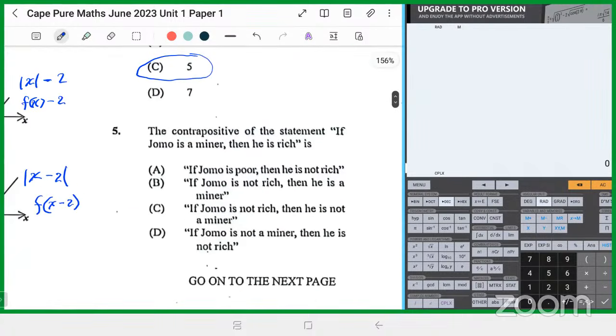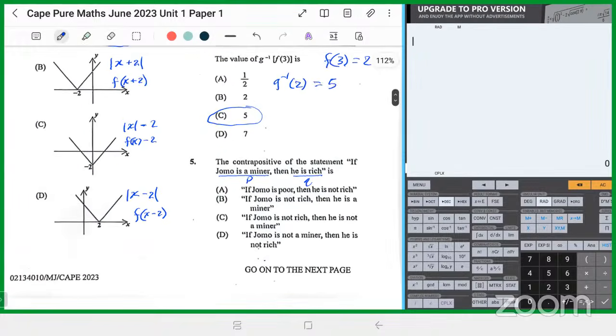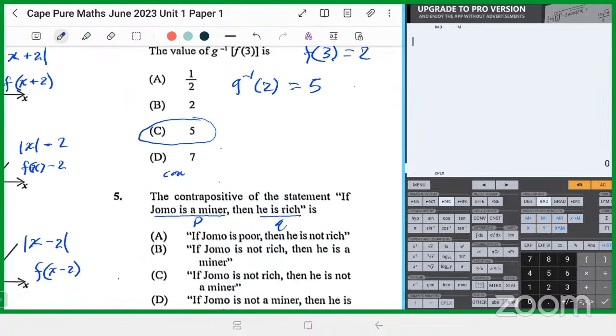The contrapositive of this statement, if JOMO is a minor, then... all right, so looking at if P then Q. So this is your P, and this is your Q. All right, and if a conditional statement, conditional is P implies Q. If P then Q, then the contrapositive, you flip this around and negate them, so it becomes not Q implies not P.